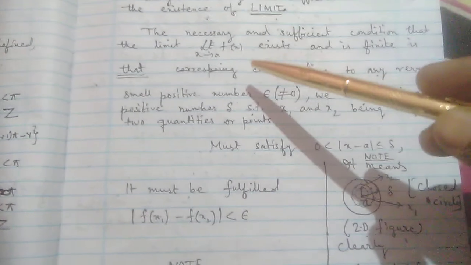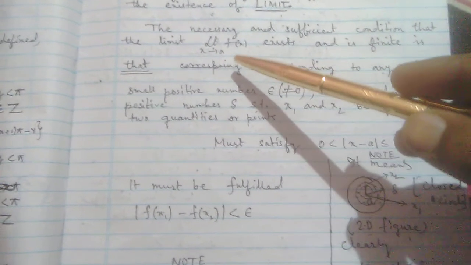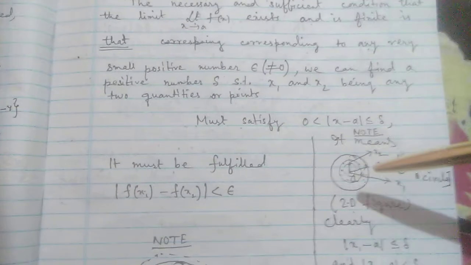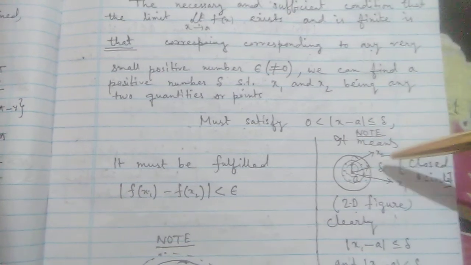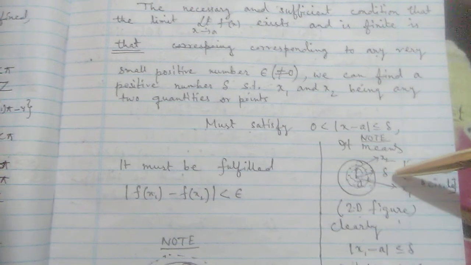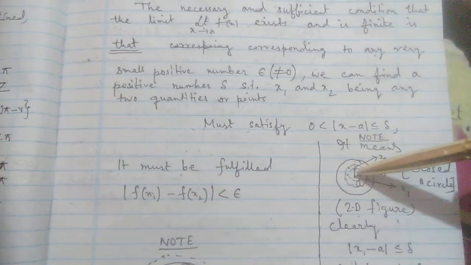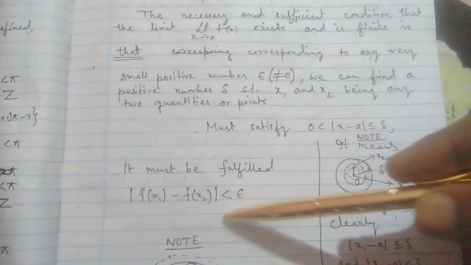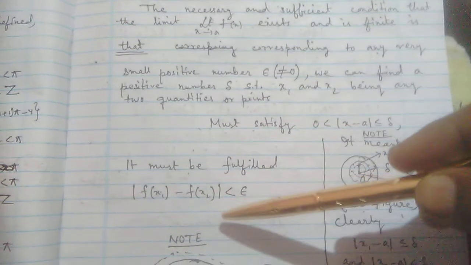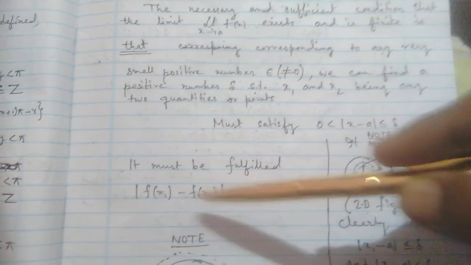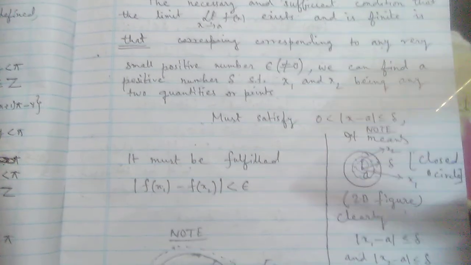So this is Cauchy's necessary and sufficient condition for existence of limit. For any point, x tends to a; if you take in the neighborhood of a any points x1 and x2 very near to a, where delta is very small but not equal to 0, and that condition is satisfied, then for existence of the limit it is necessary that mod of f(x1) minus f(x2) is less than epsilon.